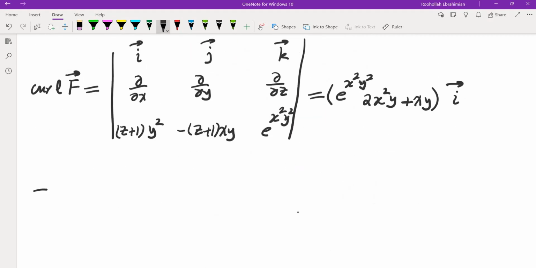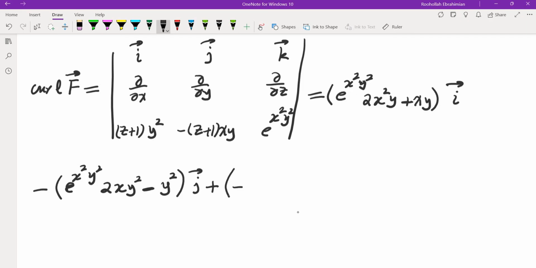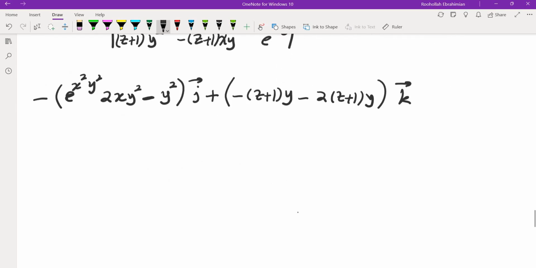Fortunately, this is a little bit too complicated, so it's actually not going to matter. Minus partial of this with respect to x, which is e to the x squared y squared, times the derivative of x squared y squared, which is 2xy squared, and then minus the derivative with respect to z, which is y squared, j, and then plus partial with respect to x of this one, which is minus z plus 1 times y, and then minus 2z plus 1 times yk. So the i component and k component do not matter.